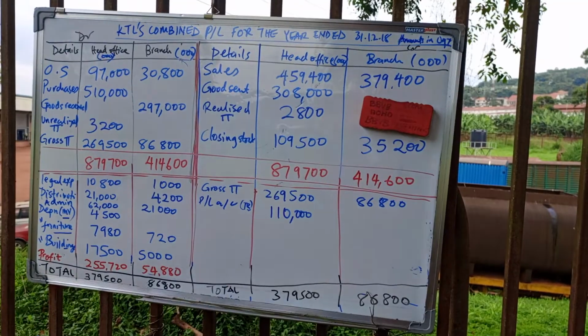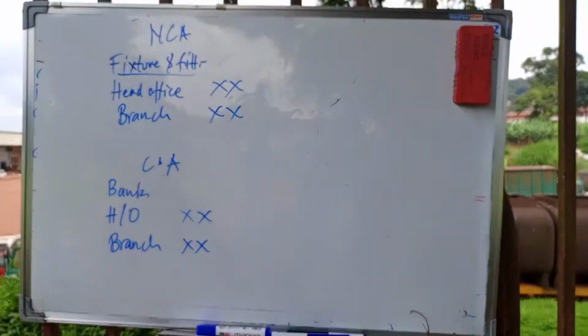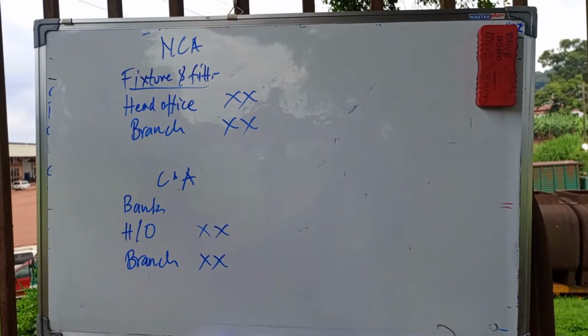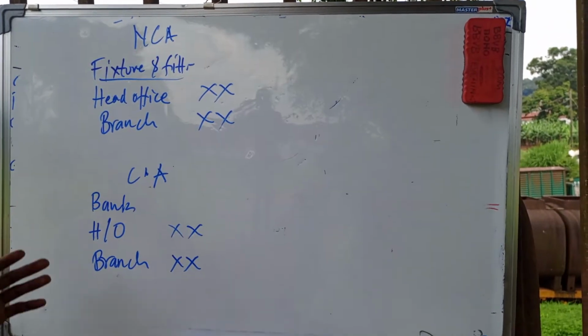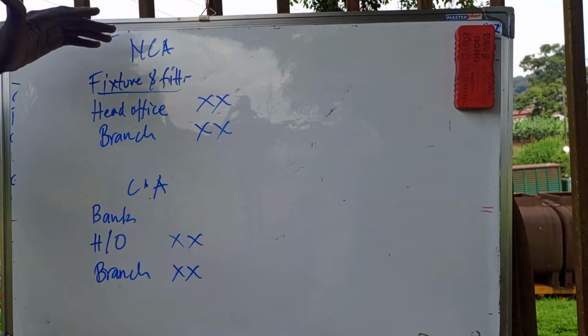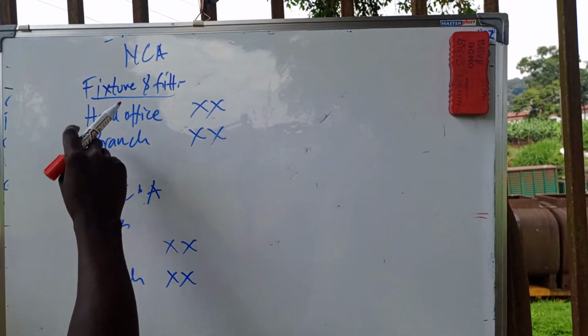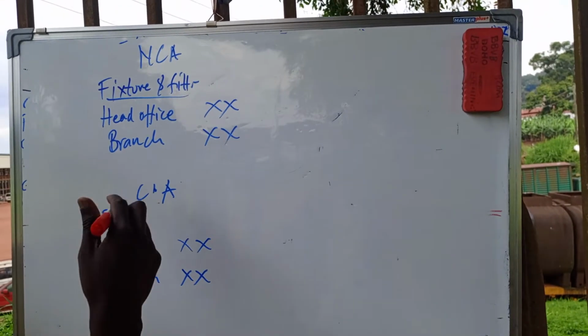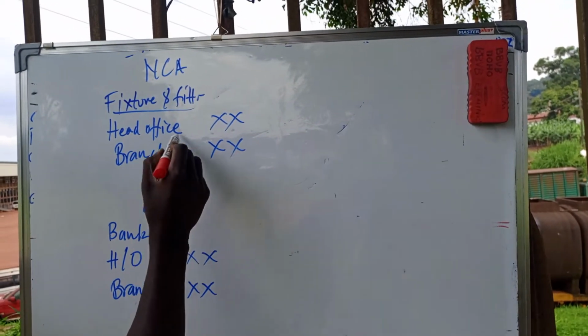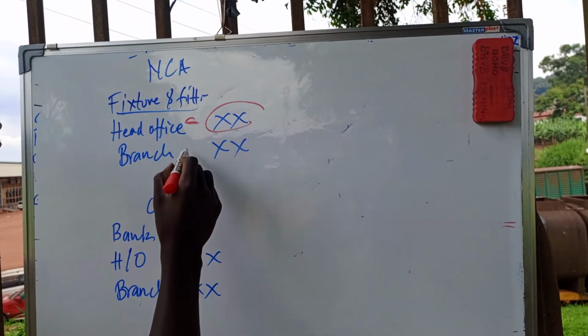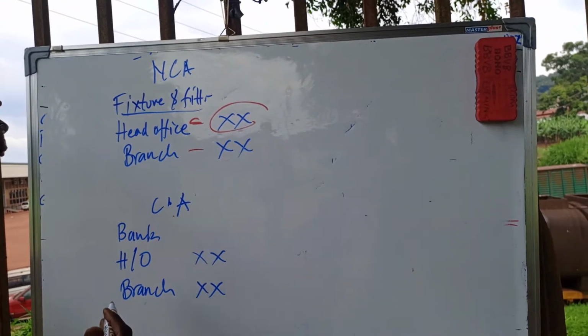But when you look at the part of the balance sheet, because you are supposed to prepare a combined balance sheet, the only thing that changes is that you have to specify. If you're looking at non-current assets, maybe fixture and fittings, you write the detail that is fixture and fittings. Then you tell us that this figure relates to the head office and this figure relates to the branch. So you specify what relates to what.